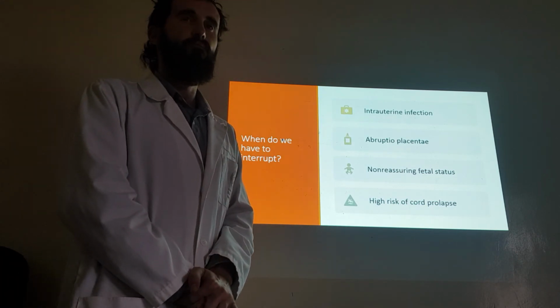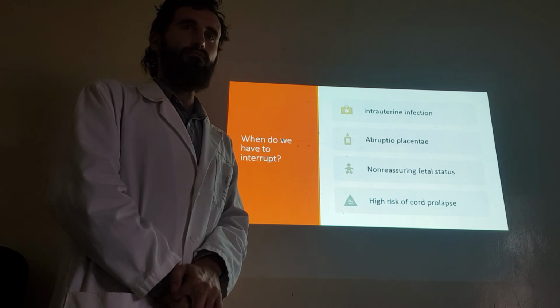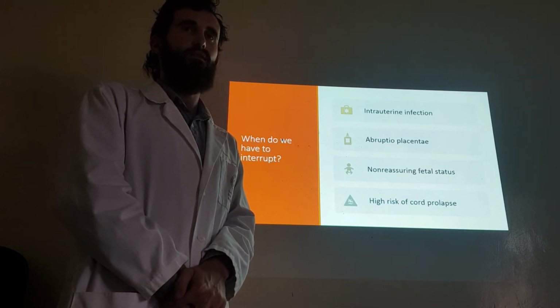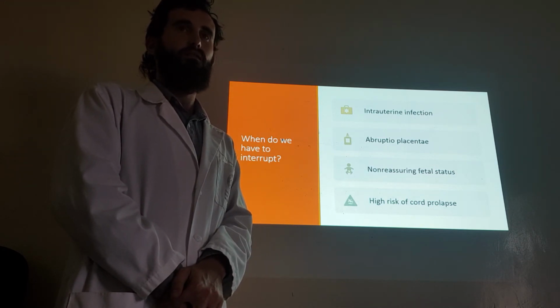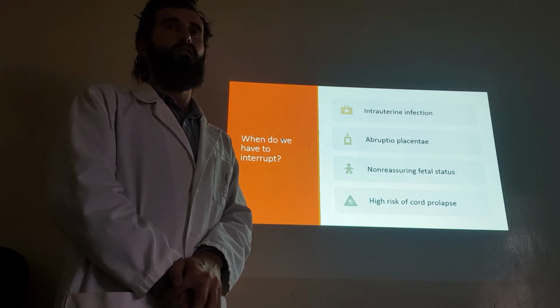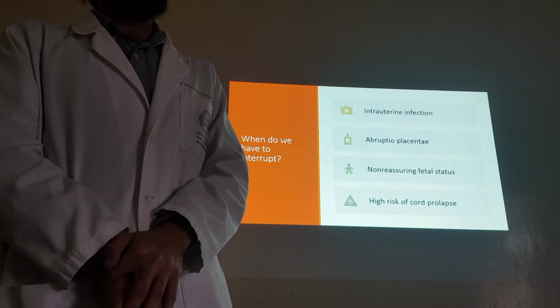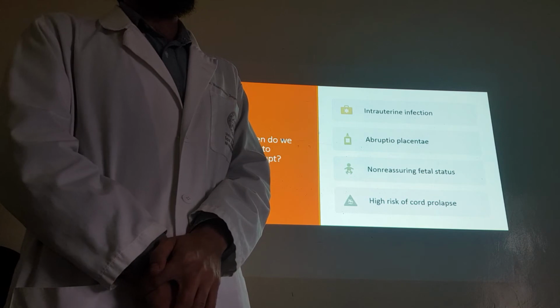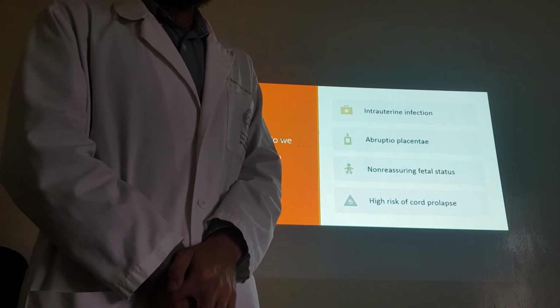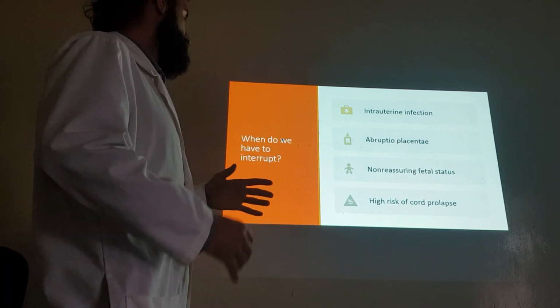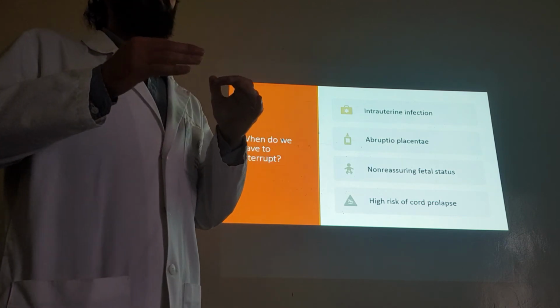So the effect of tocolysis is not so good in the active phase of labor. It's very good in the latent phase, or when you have a threat of labor, like symptoms of preterm labor, but not after that. Clear? Perfect. So when do we have to interrupt, or when is the correct time of delivery?